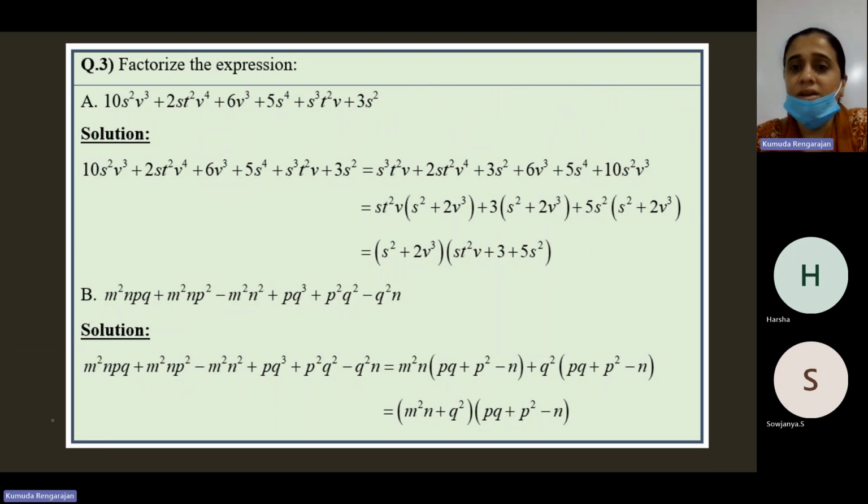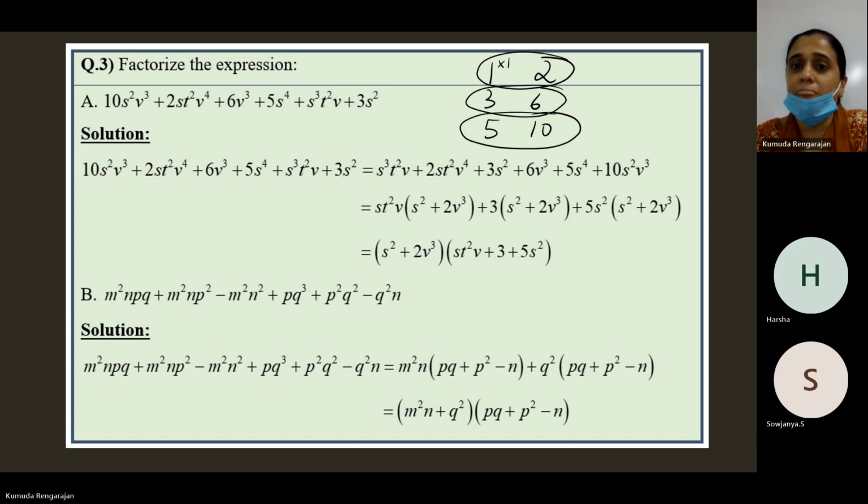See here, 1 and 2, 3 and 6, 5 and 10. 1 into 1 is 1, 1 into 2 is 2. This is in the table of 1, children. This is in the table of 3. This is in the table of 5. 1 into 1, 1 into 2. 3 into 1, 3 into 2. 5 into 1, 5 into 2. All right. So we group it using this idea. We'll see if it works. Otherwise, we'll have to change the grouping pattern.